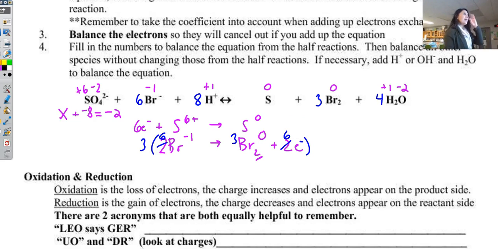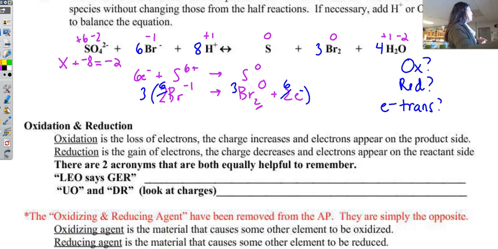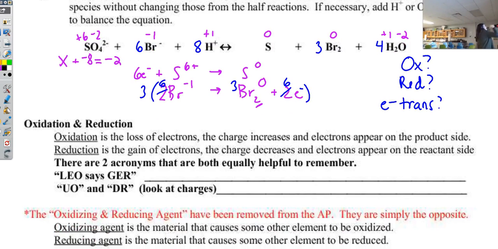It's going to ask some questions, but usually what is being asked of you is which one is oxidized, which one is reduced, and how many electrons are transferred, okay? So I always like to say, Leo says grr, and Dr. Yuo. So let's fill these in here. Leo says grr means if you lose electrons, that means that it is oxidized. And grr is if you gain electrons, that means it is reduced. So G-E-R and L-E-O.